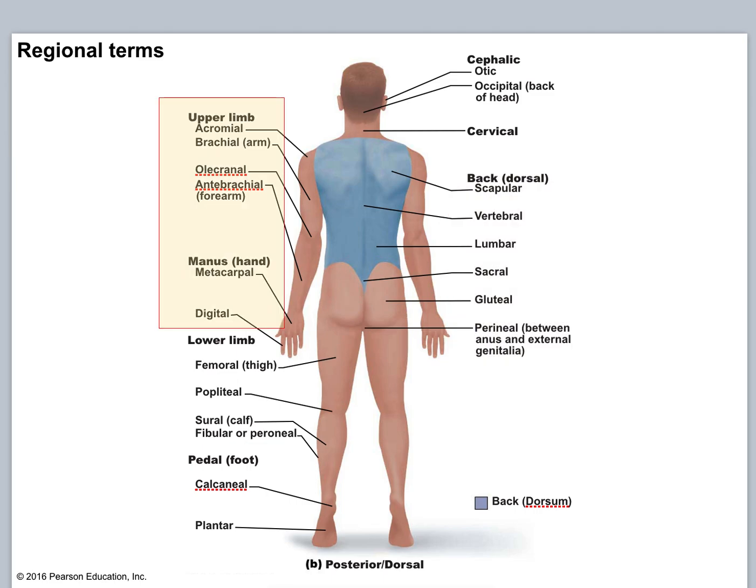And in the upper extremity, in the posterior portion, there's an acromial region again. There's the brachial region, which is the arm. So you see that both in the anterior and posterior section. Olecranon has to do with the olecranon process, which is a part of the elbow. It's at the back of the posterior part of the elbow. Antebrachial, again, is the forearm. There's the manus for hand again.